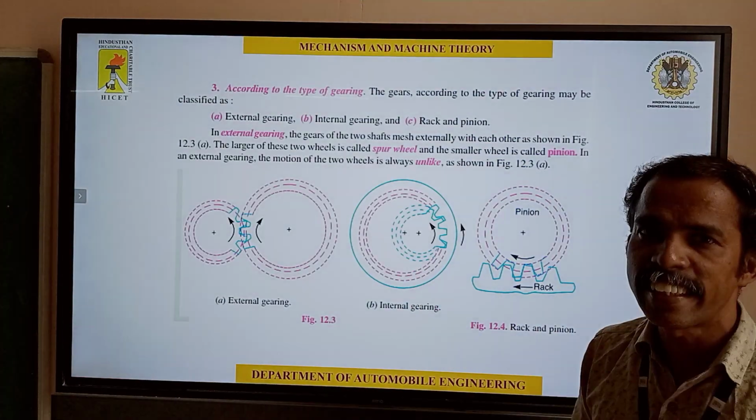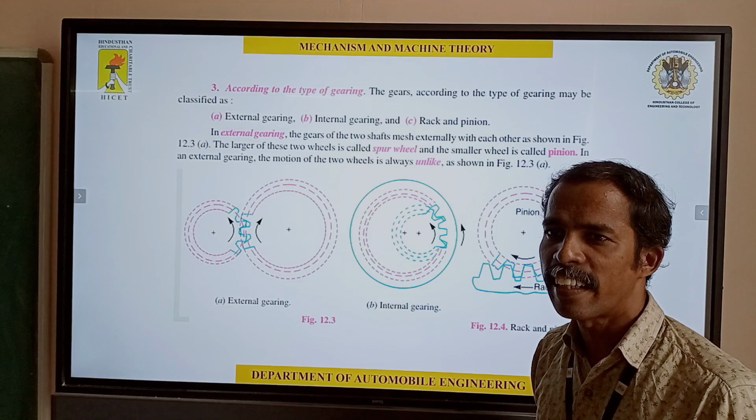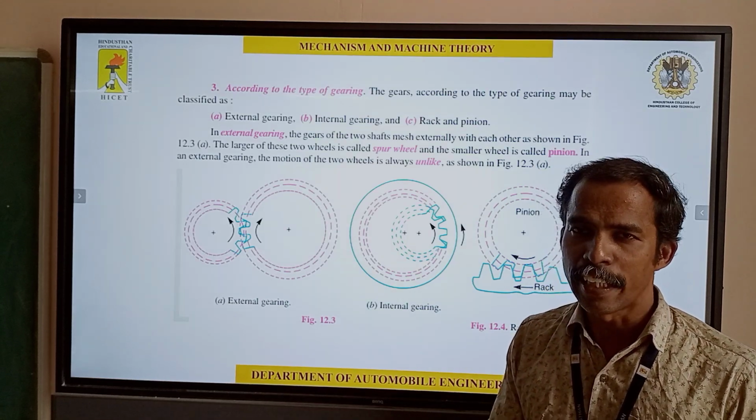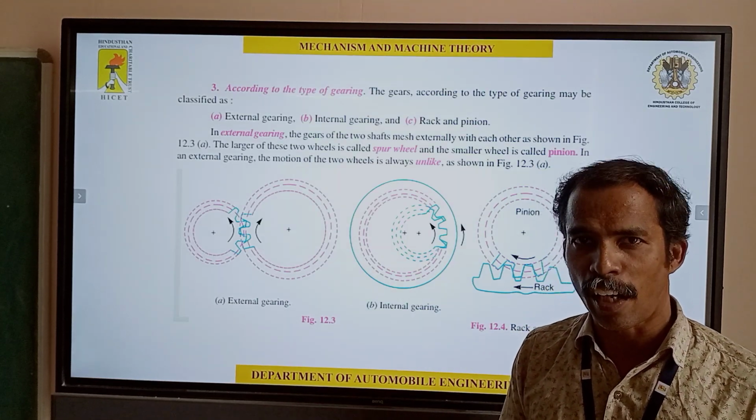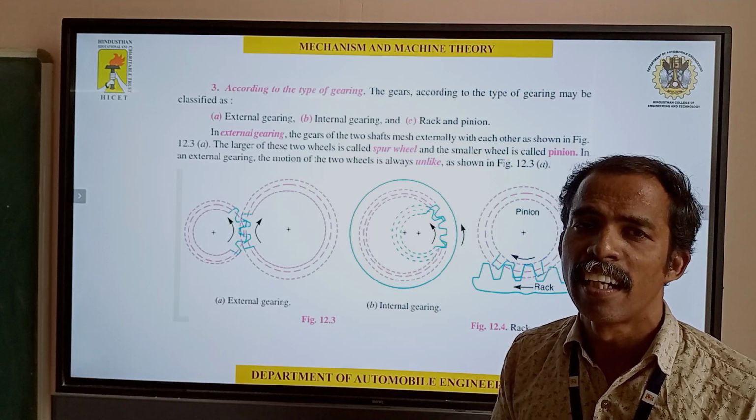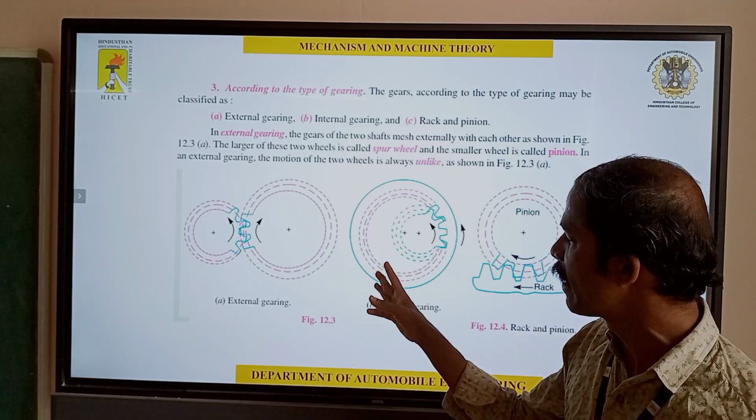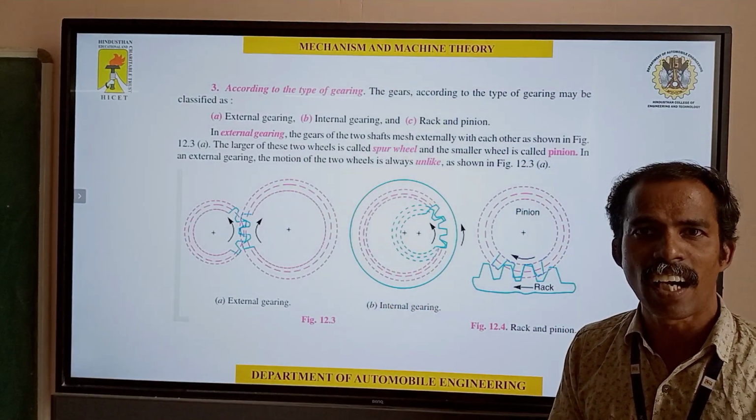The second one is internal gearing. Internal gear is used where the input and the output shaft or output members should rotate in a single direction. In that condition, internal gearing is used.